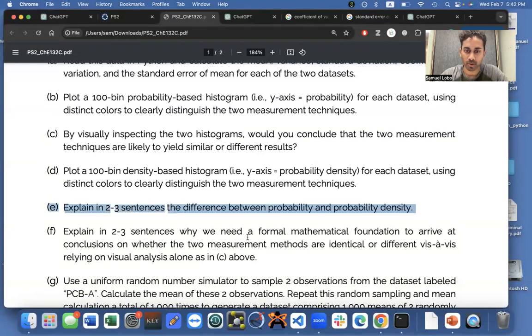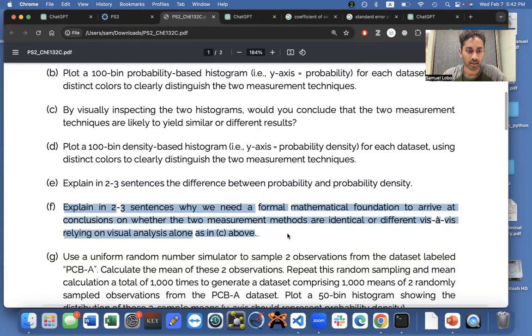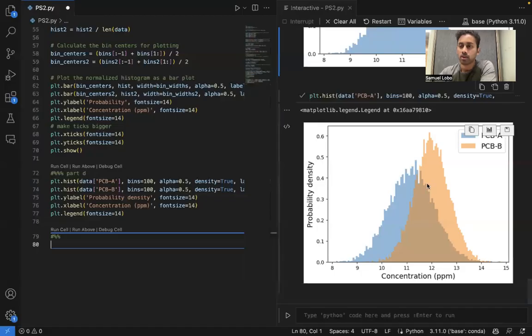We just talked about the difference between probability and probability density. For this one, I'd say it's important to have a mathematical foundation because you could visually compare these two distributions and they seem pretty different. But if we had less than 10,000 samples, it might be hard to know if these two distributions are in fact similar. So it's important to have the mathematical foundations to be able to say with confidence if two distributions are different. Yes, they look different visually, but it'd be nice to be able to say that confidently with math. Okay.